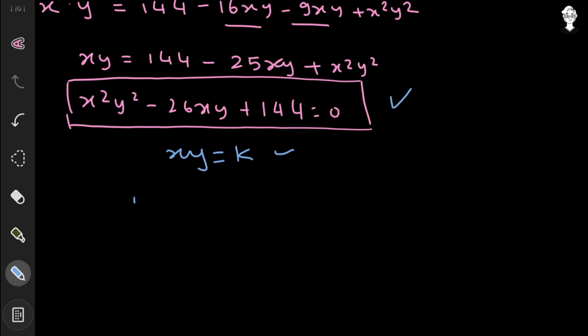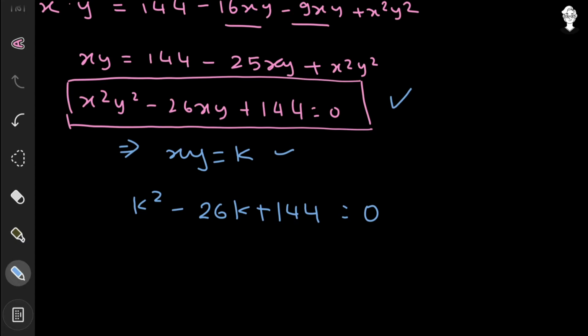x squared y squared will become k squared minus 26 times k plus 144, and this is going to be equal to 0. So now we can say that we have a quadratic equation and we can solve this equation so as to get the value of k, that is ultimately the value of x into y. So let us solve this equation.